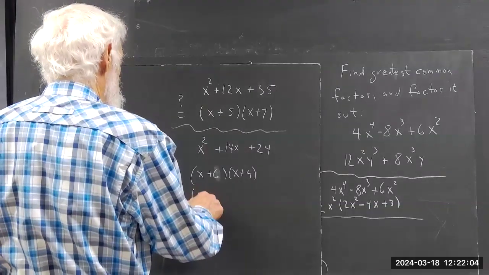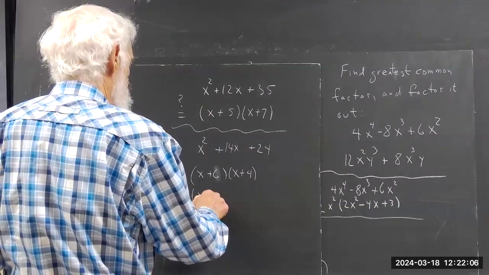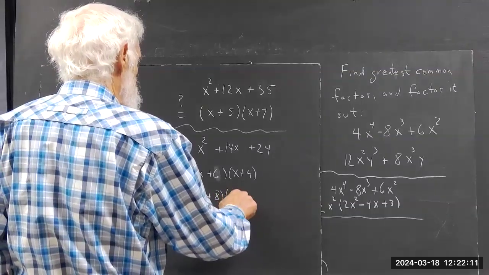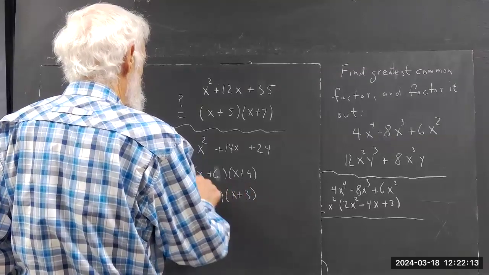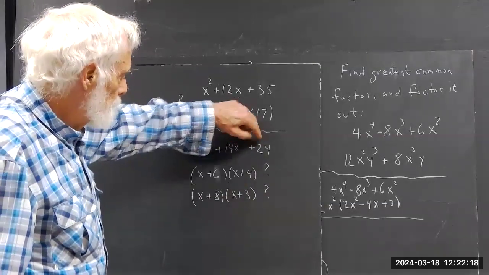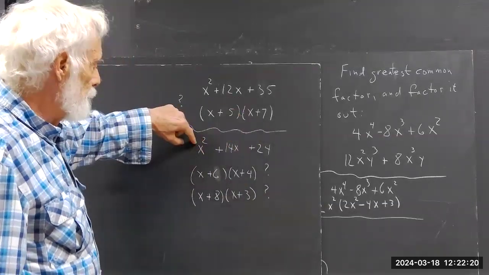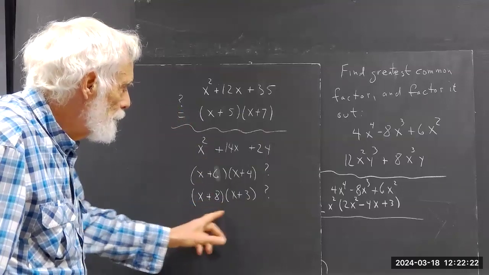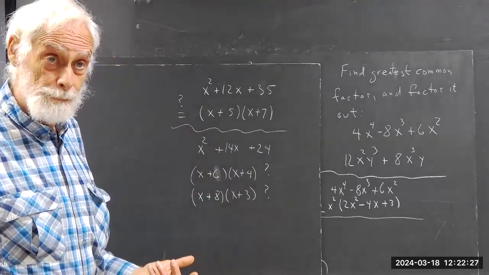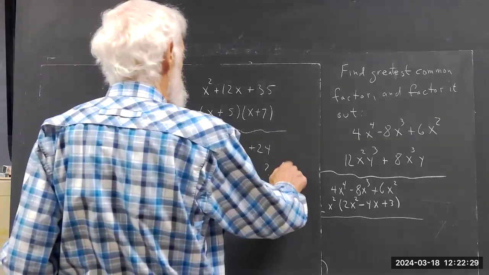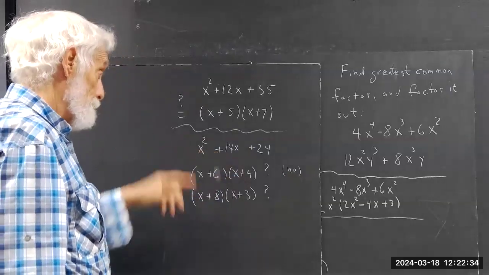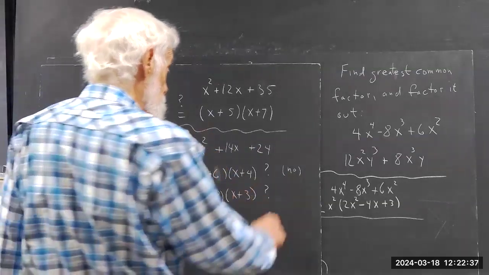Another possibility, could it be x plus 8 times x plus 3? Again, 8 times 3 gives me 24. X times x gives me x squared. Put those terms in the middle. Do they add up to 14? It turns out that they don't. In other words, if I multiply this out, I'm not going to get this.